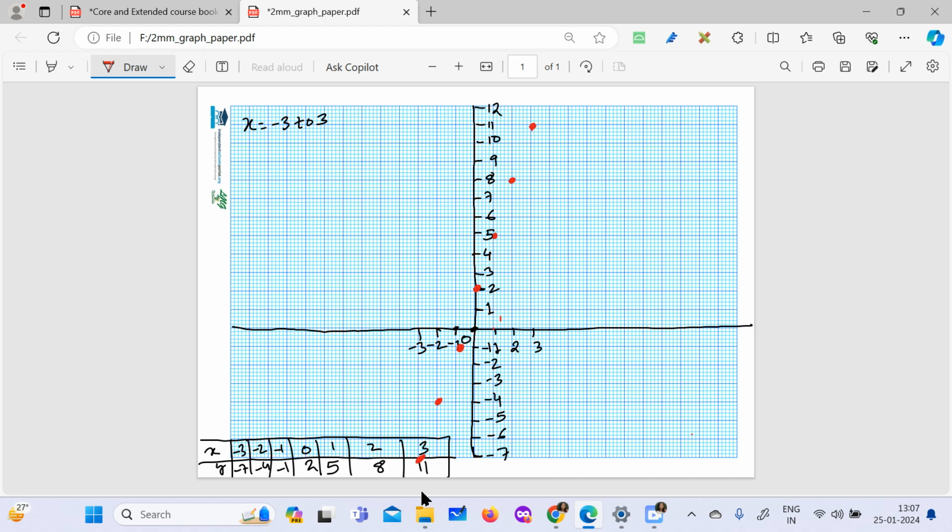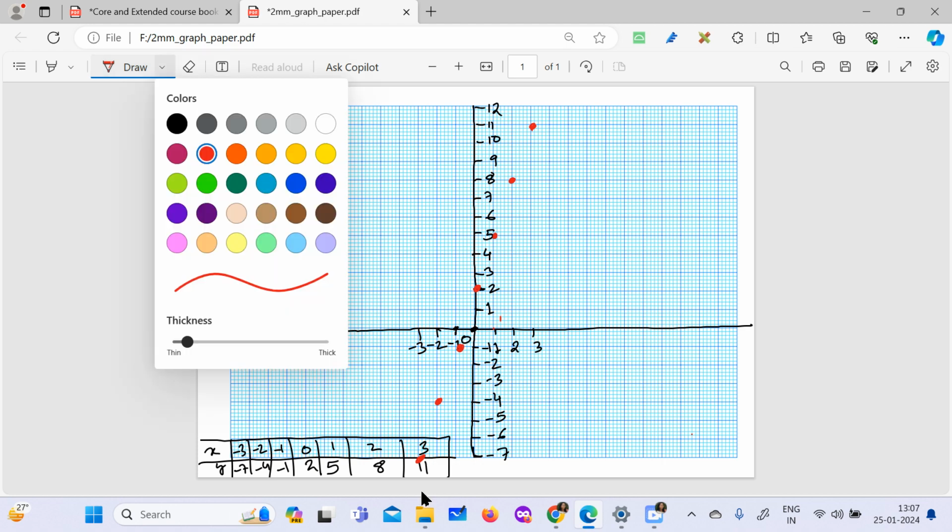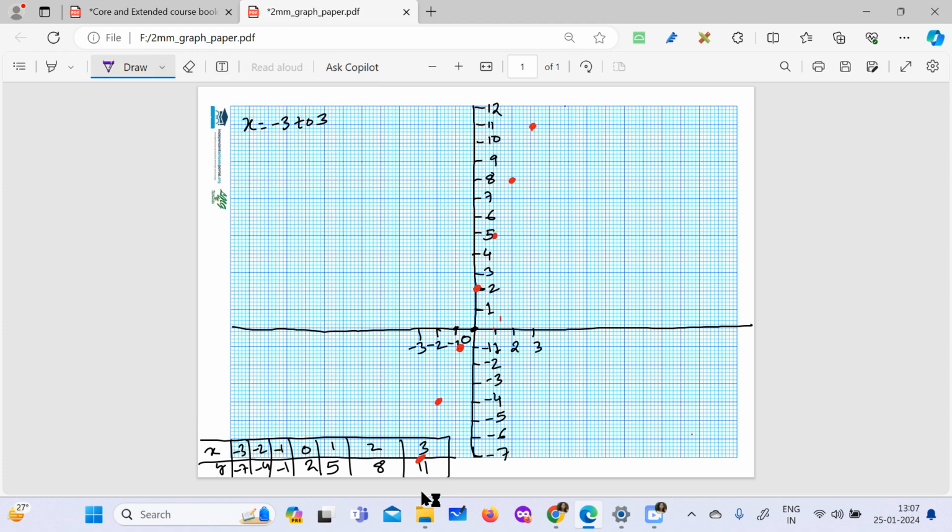And we got all the points here, and you can see that this is clearly forming one straight line. So I will join them. It might not be that straight, but when you do it on the hard copy, it will come as a straight line.